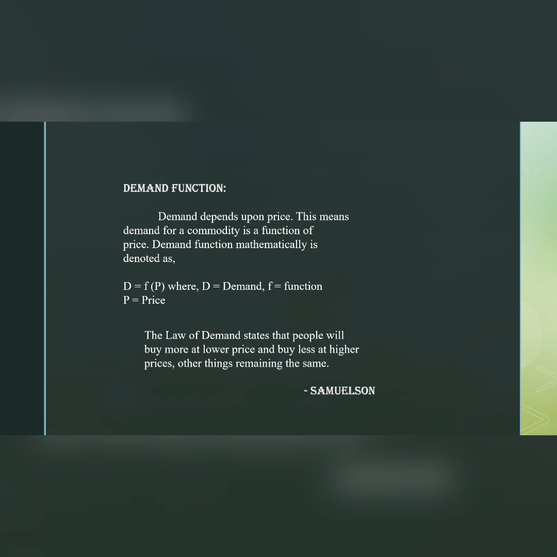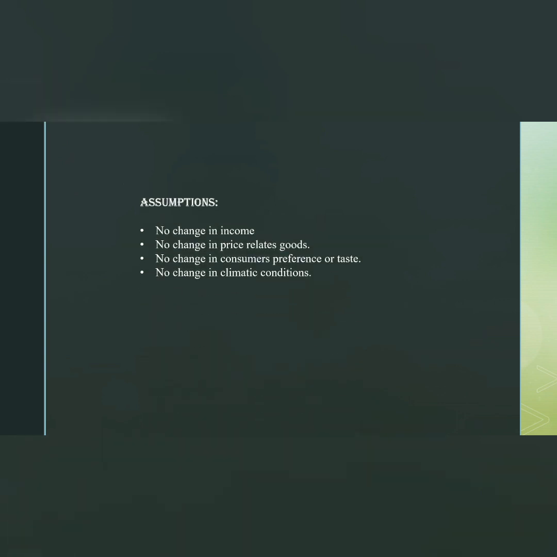The assumptions: no change in income, no change in the price of related goods, no change in consumers' preference, and no change in climatic conditions. So the assumptions are that the income of the consumer remains constant, and the taste, habit and preference of the consumers remain the same. The price of other related goods should not change. There should be no substitutes for the commodity. There should not be any change in the quality of the commodity. These are the assumptions of the law of demand.